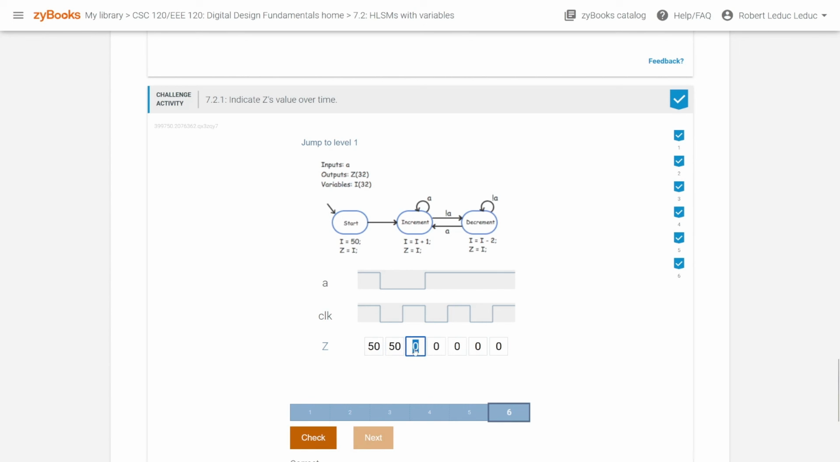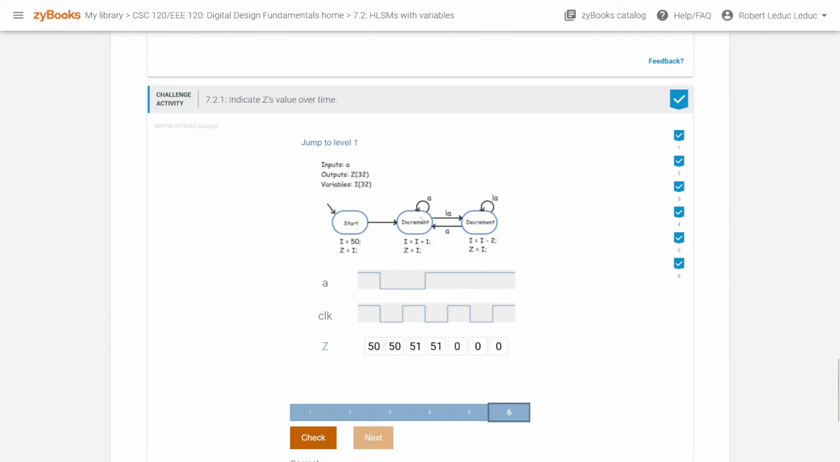Then, regardless of the value of A, we are always going to transition to the increment state, in which the previous value of I, 50, will be incremented by 1, so that the new value of I is 51, which becomes our output. So Z is now equal to 51 for a full clock cycle. At the next rising edge of the clock, we see that the value of A has now risen to 1.